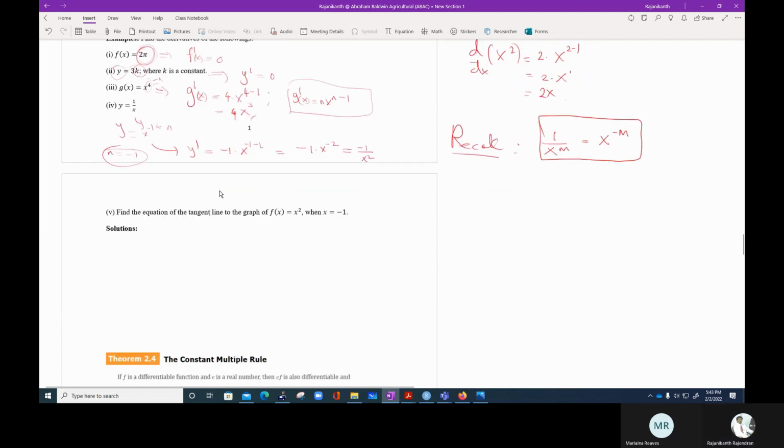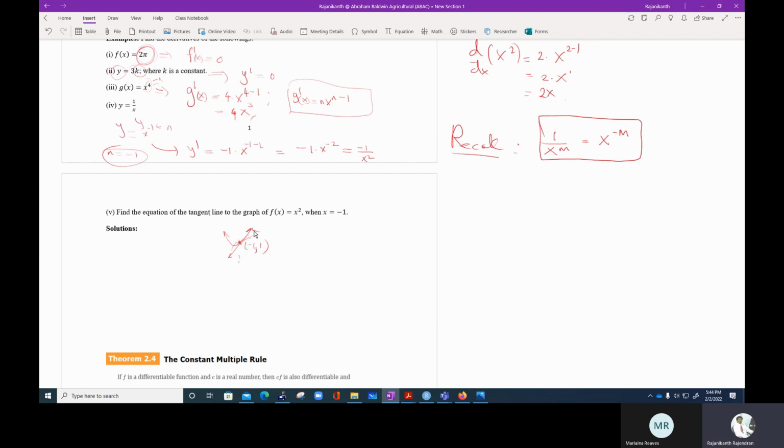The last problem. Find the equation of the tangent line to the graph of f(x) when x is negative 1. So you are given a graph now like this. There's a point here. The question is, could you find the tangent line equation? There's a line going like that, a straight line. Your task is finding the equation of this line. We don't know it, but the point is given. The x value is negative 1. If you plug in x is negative 1, you will get the y value, which is negative 1 squared, which is 1. This is the point we are looking for.